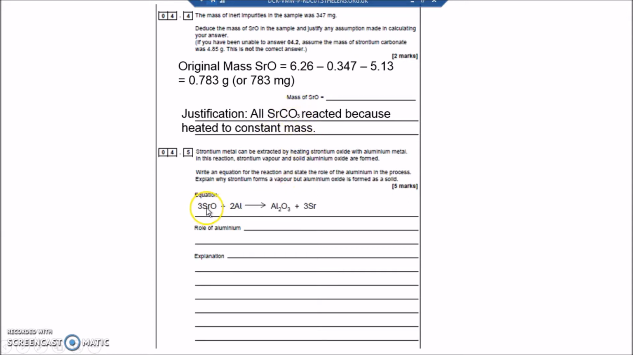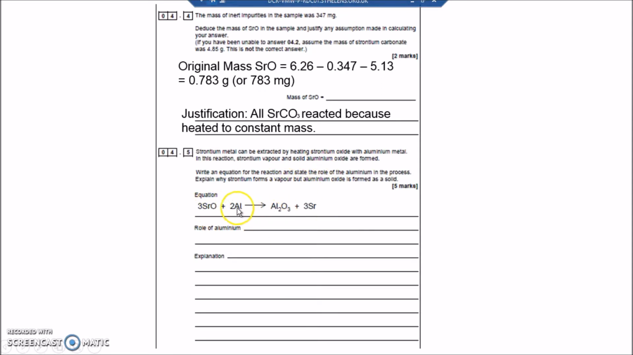Equation then here, strontium oxide, aluminium is Al. How do I know that aluminium oxide is Al2O3? Well, aluminium's in group 3, so it'll form 3 plus ions. Oxygen is in group 6, so it'll form 2 minus ions. So I need 2 3 pluses and 3 2 minuses to balance out and leave no charge left over. And I end up with Sr gas, Sr vapour on its own.